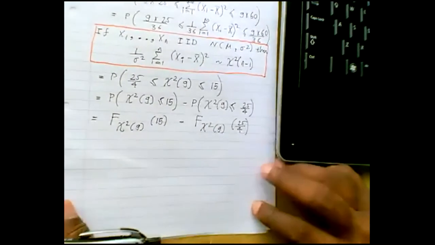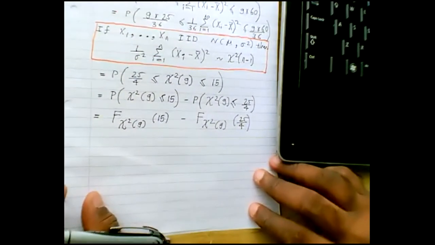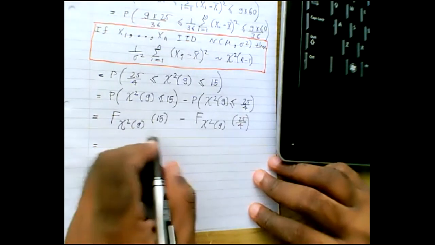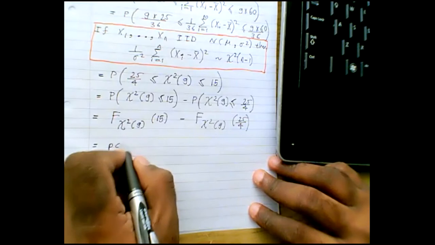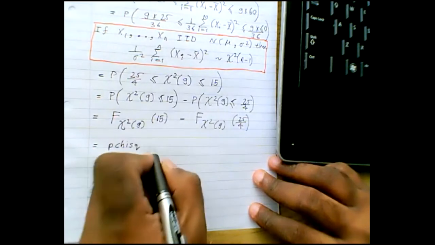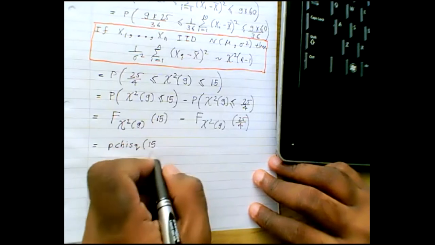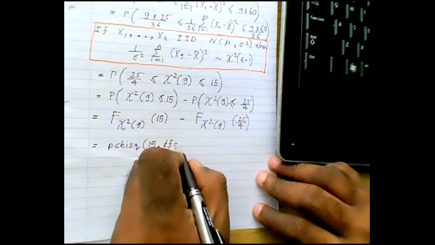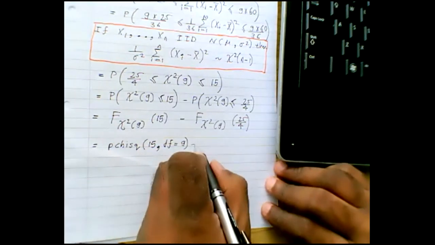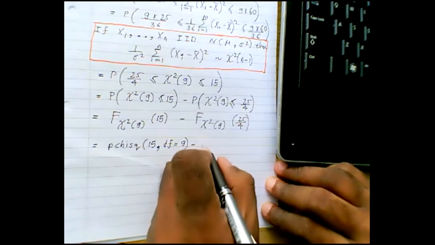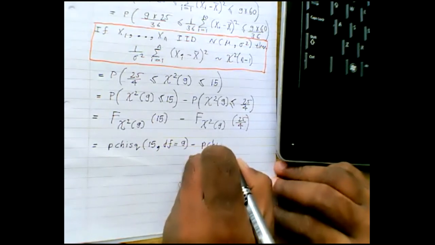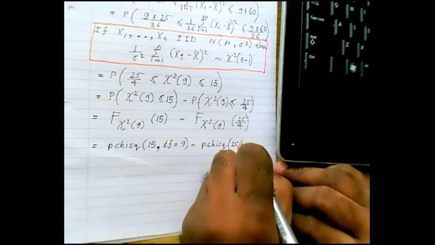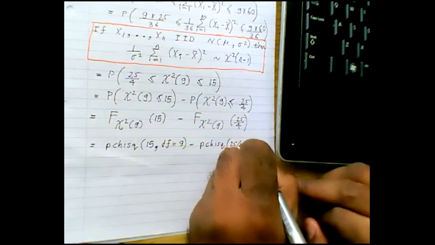Okay, now I know we did the R session last week. In R, you can compute this guy here using the following command: pchisq, in brackets 15, with df, where df stands for degrees of freedom, equal to 9. And you can compute this using a similar command: pchisq, open bracket 25 by 4, comma df equal to 9.